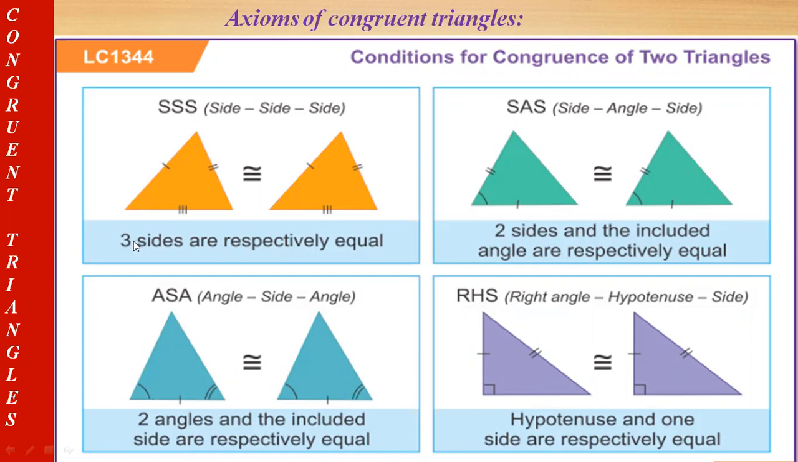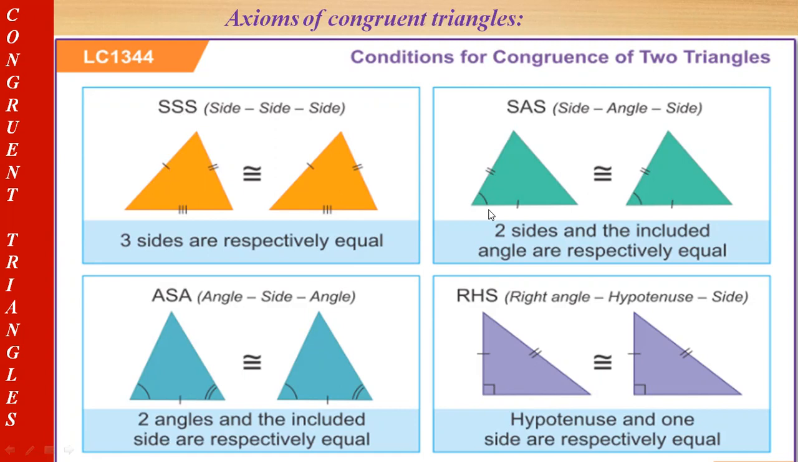If three sides of one triangle are respectively equal to the three sides of another triangle, at that time also the given triangles will be congruent, which is known as the side, side, side axiom. Shortly we can call it the SSS axiom. Next one is side angle side.